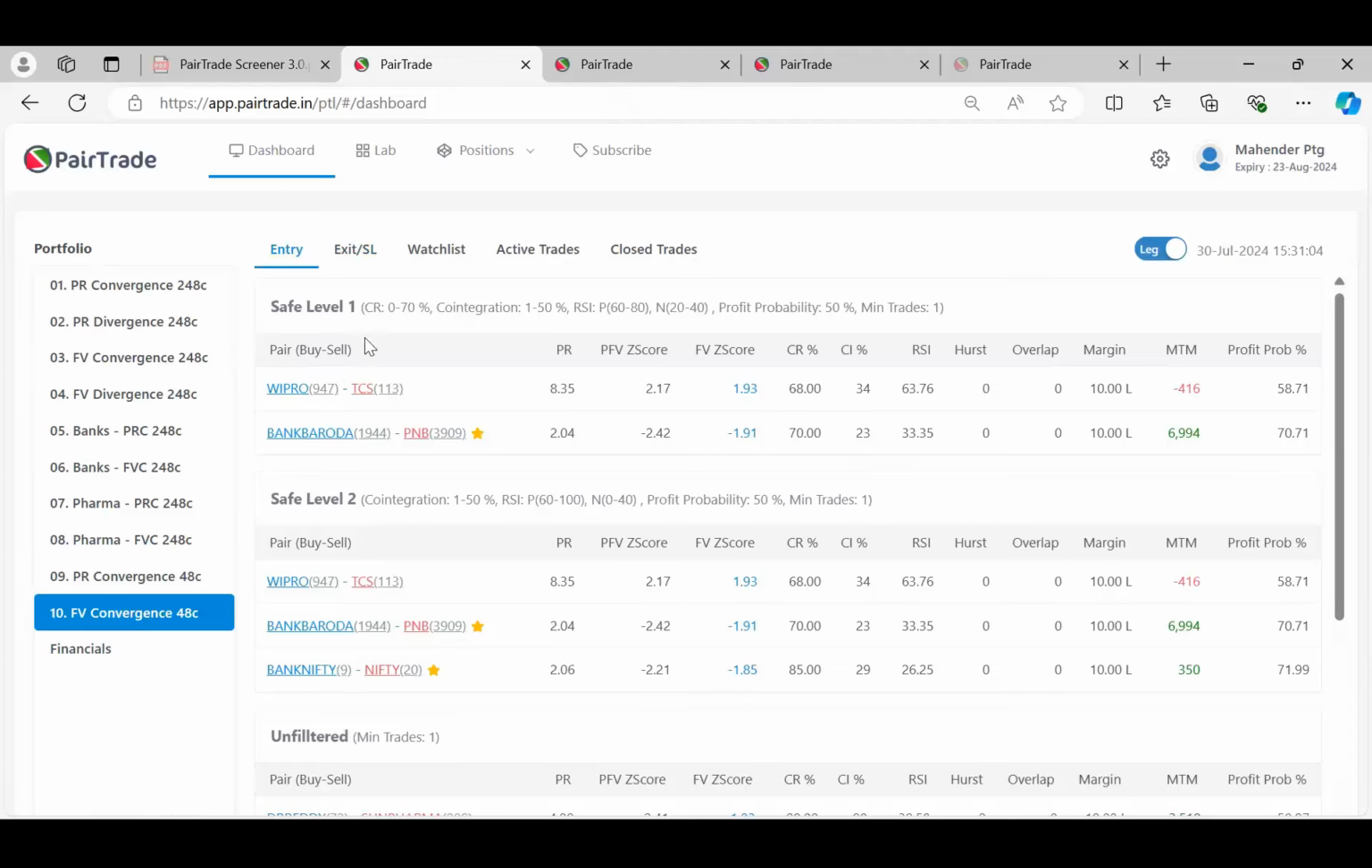Entry, understood. Safe level 1, safe level. So these are the combinations: correlation 0.7, cointegration. If these values are satisfied, then only it will come under that portfolio setting.